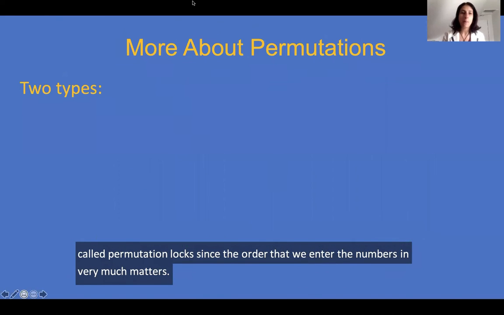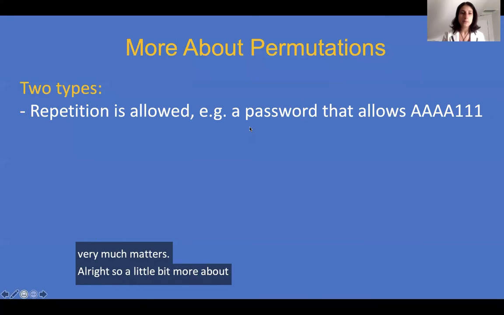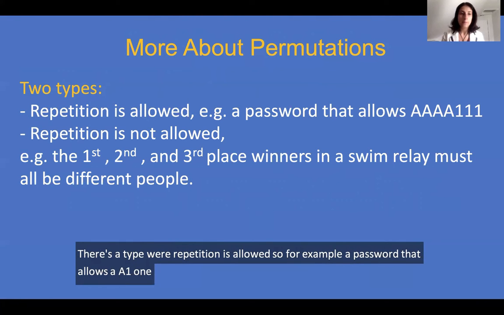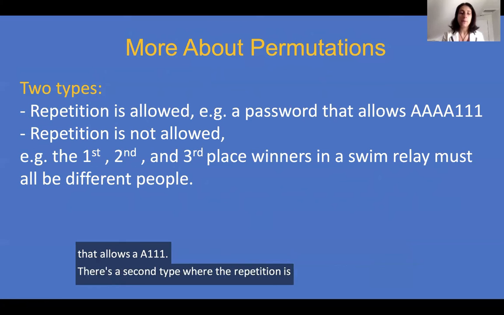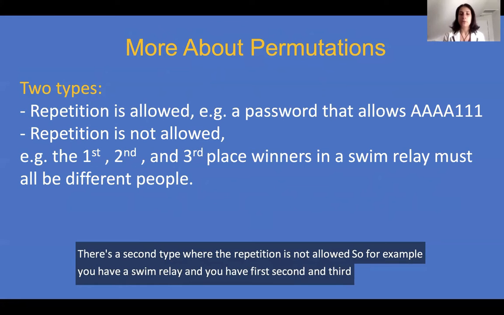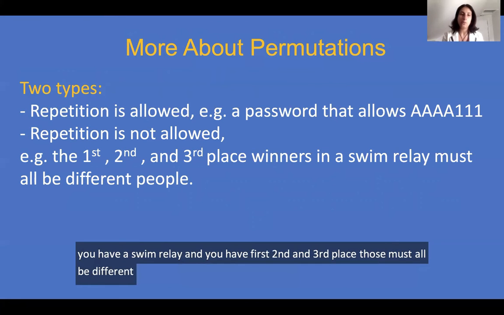All right, so a little bit more about permutations. There are two types. There's the type where repetition is allowed. So for example, a password that allows AAAA111. There's a second type where the repetition is not allowed. So for example, you have a swim relay and you have first, second, and third place. Those must all be different people in terms of those place winners. We'll examine both of those types.